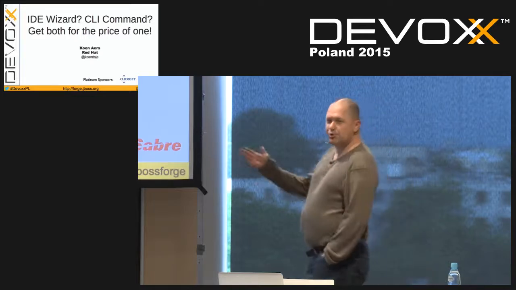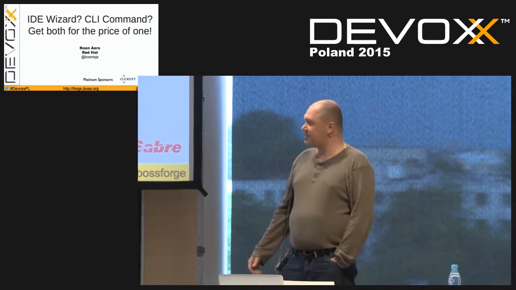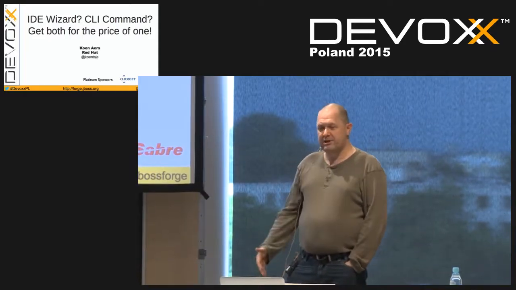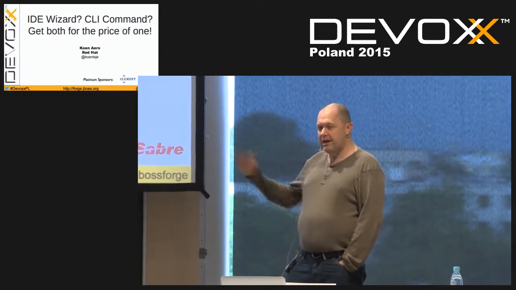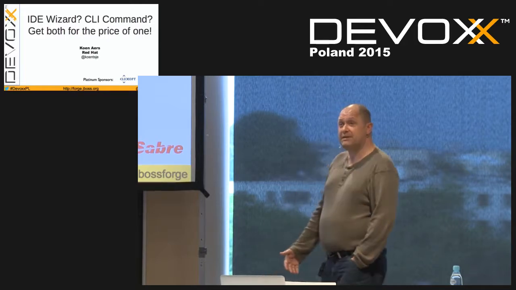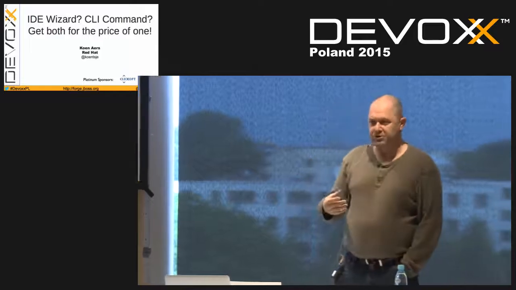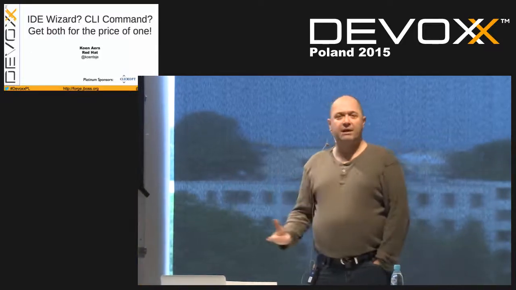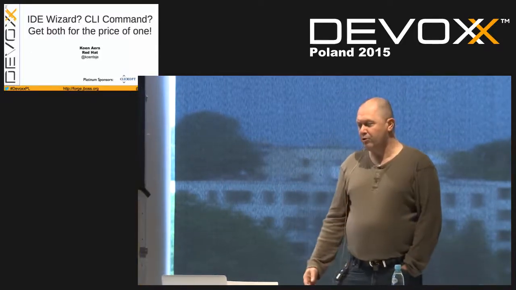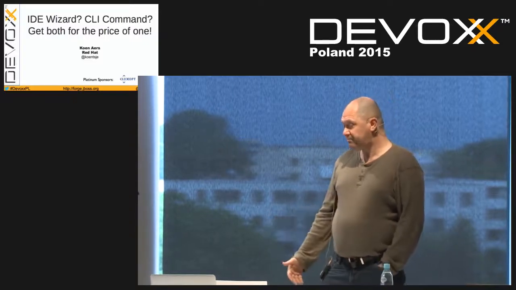This is a tools in action talk, so we will let the tool do some actions. The tool in question will be JBoss Forge, and I will show you how you can use a command line interface, or basically create a tool for something and use it at the command line and at the same time deploy it into an IDE where it will show up as a wizard.